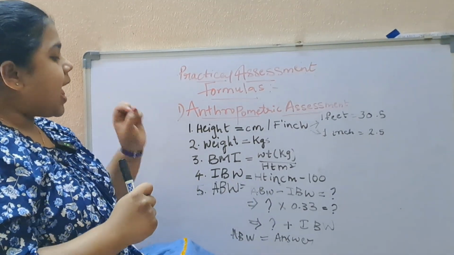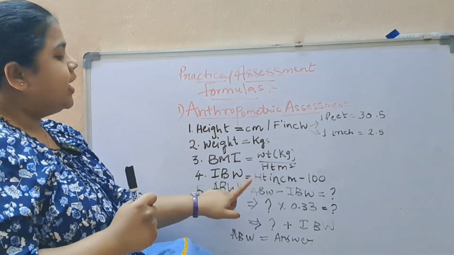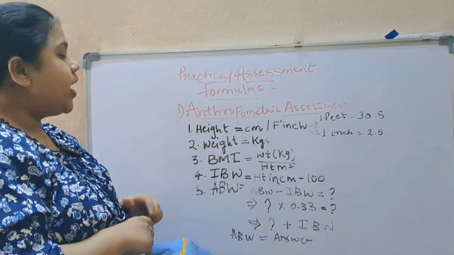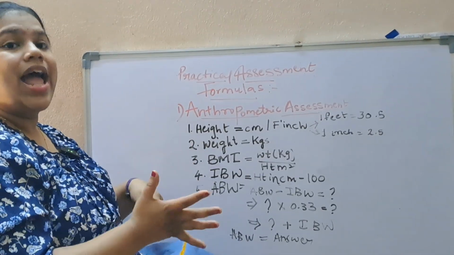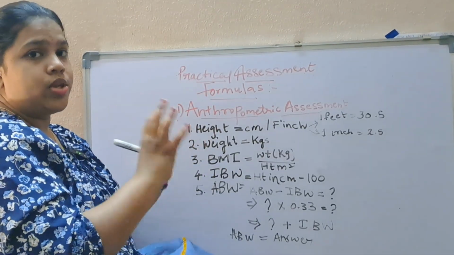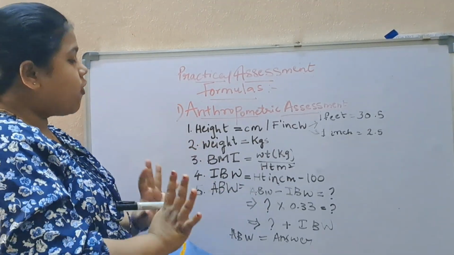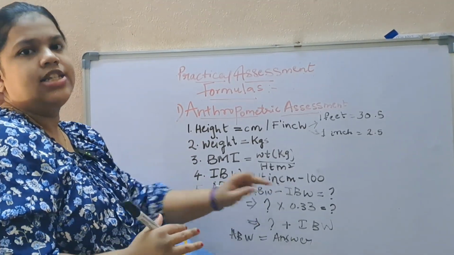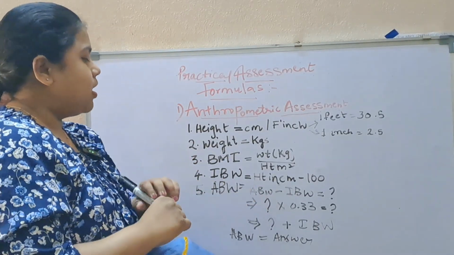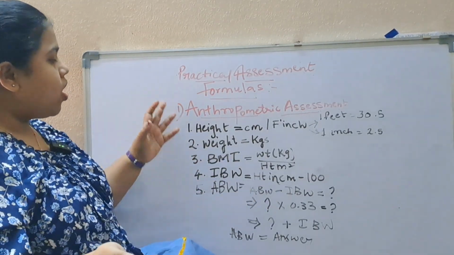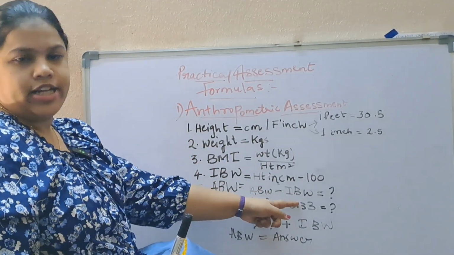Because the actual body weight should be written here only. Okay, so actual body weight means what? The person is telling you the weight of a person. You can also write it, but the formula should be only actual body weight minus IBW. So you got IBW, then you have to write here IBW.